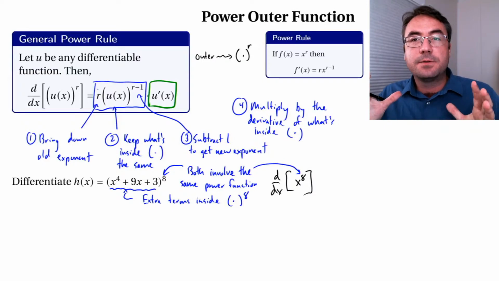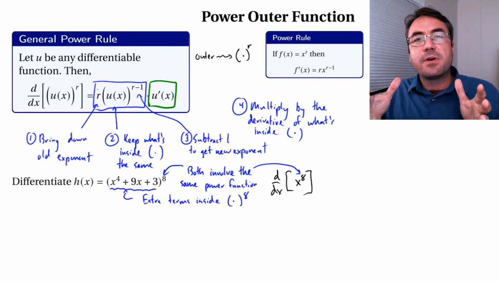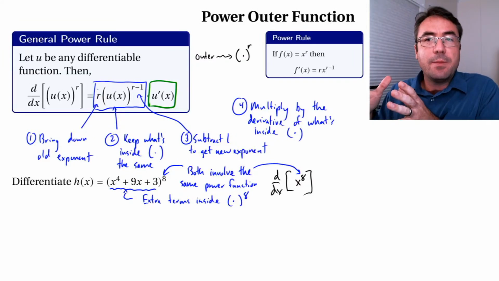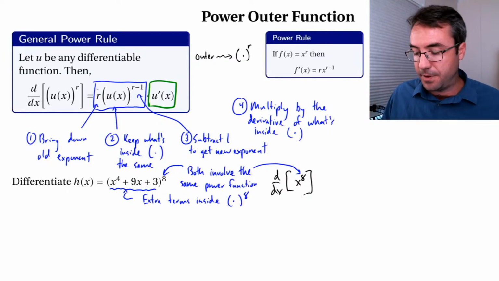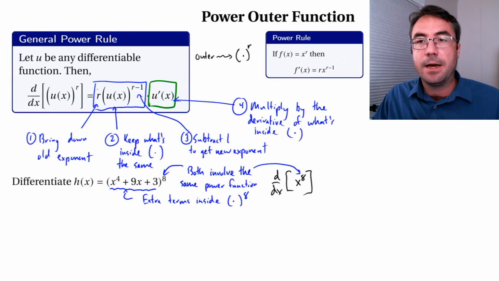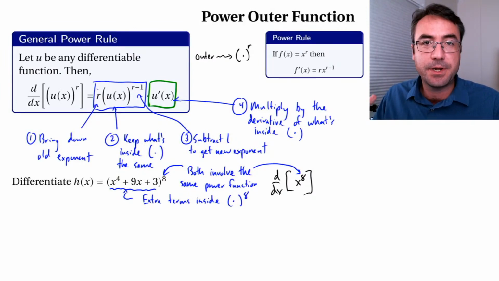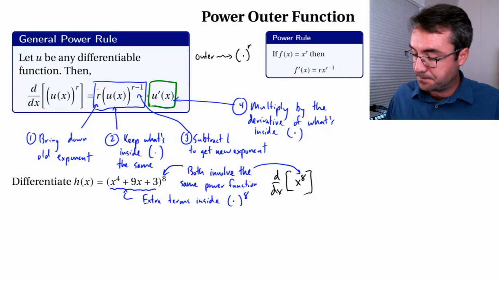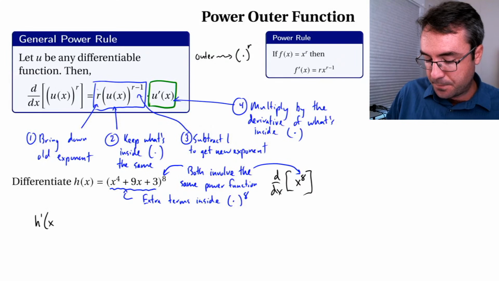So that r times u of x raised to the r minus 1, that's the derivative of our outer function. And then the u prime of x that we're multiplying by at the end, that's the derivative of the inner function. And that's sort of the new part here. So let's see how this would work with our function h of x equal to x to the power 4 plus 9x plus 3 all raised to the power 8. We want to do the derivative.